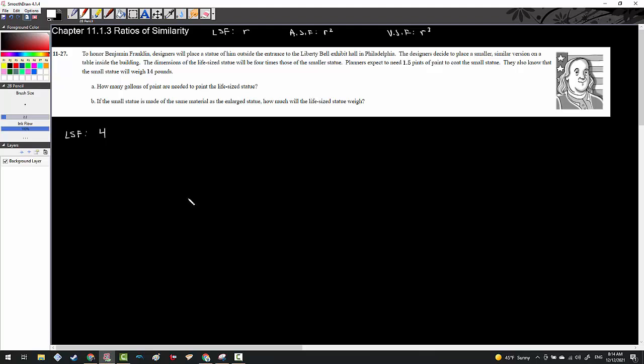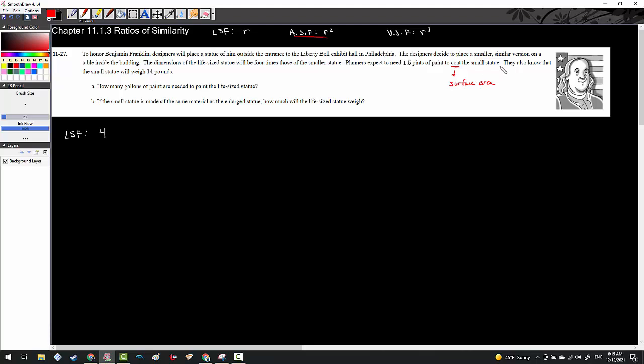Planners expect to need 1.5 pints of paint to coat the small statue. Notice how the word coat shows up in here. When I see the word coat the statue, that talks to me about surface area. So I'm leaning more towards area scale factor when it comes to the 1.5 pints of paint.